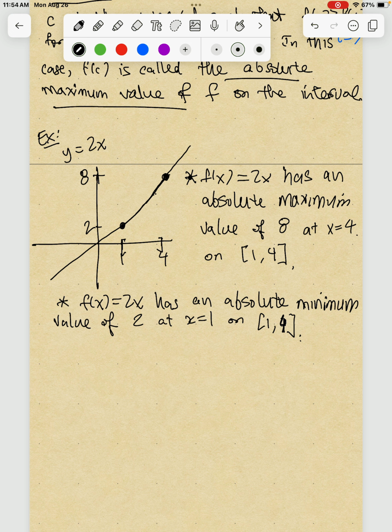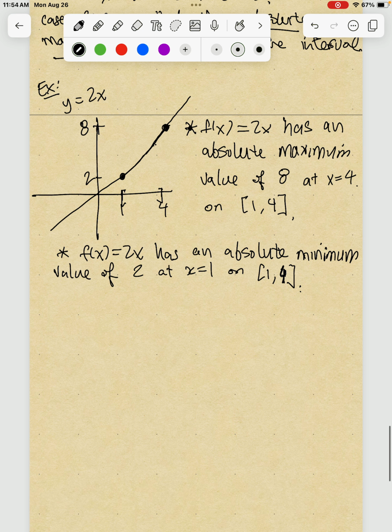Now let's see what happens if you change the closed interval to an open interval. So it's the same function, okay? It's better to draw the line first, isn't it? And then label the points.